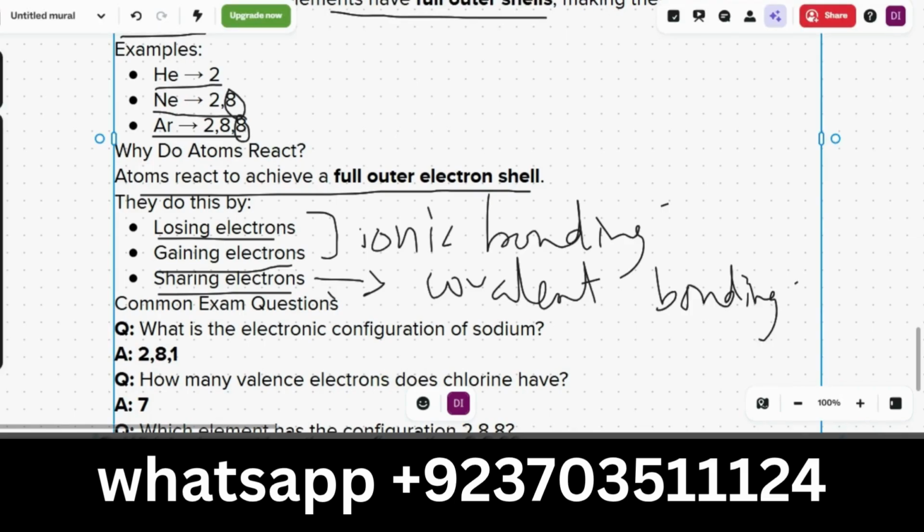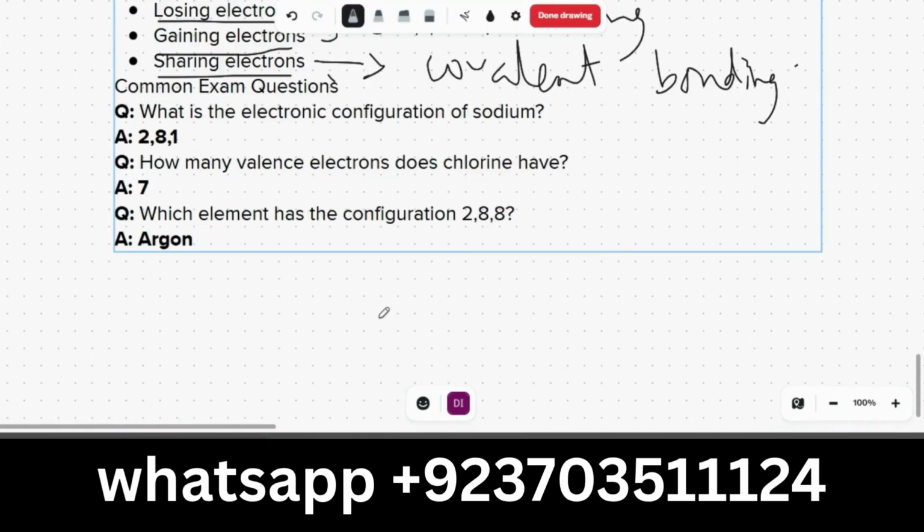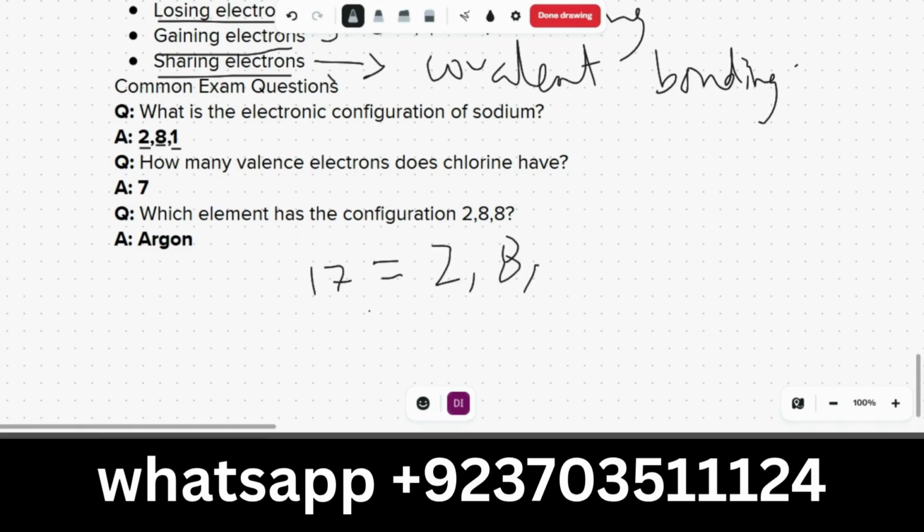Common exam style questions. What is the electronic configuration of sodium? We know that sodium has 11 electrons, so it will have 2 in first, 8 in second, and the last one will have 1. How many valence electrons does chlorine have? Chlorine has 17 electrons, atomic number 17, so it will have 2 in the first, 8 in the second, that is completed. So the valence shell will have 7 electrons. Which element has a configuration of 2, 8, 8? From the periodic table, we can see that argon has a configuration of 2, 8, 8, and that is also a noble gas.